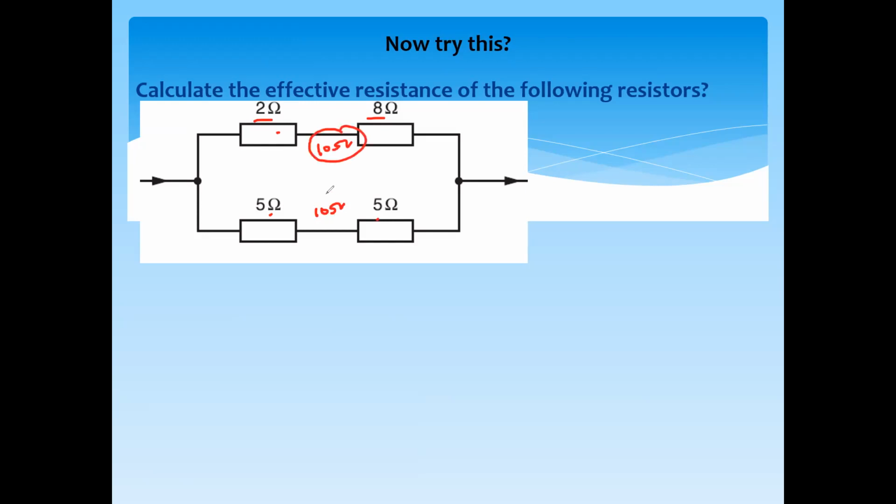But those two 10 ohm resistors are now in parallel. So how to solve? It will be product divided by sum. So 10 multiplied by 10 divided by 10 plus 10. That is 100 divided by 20, which equals 5 ohm. So the combined resistance of this combination is equal to 5. Is it clear, this example?